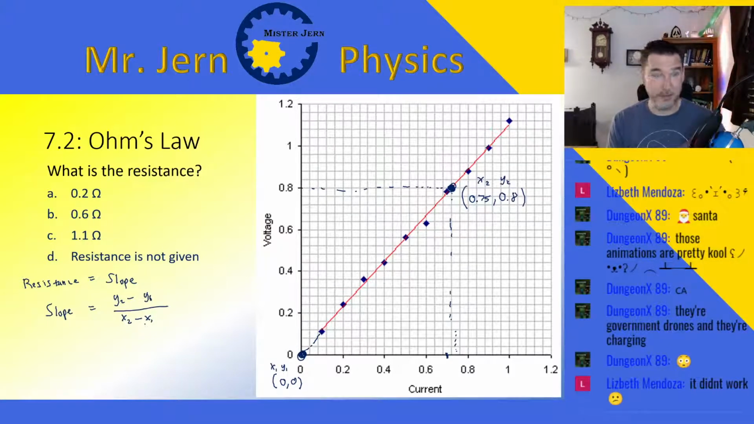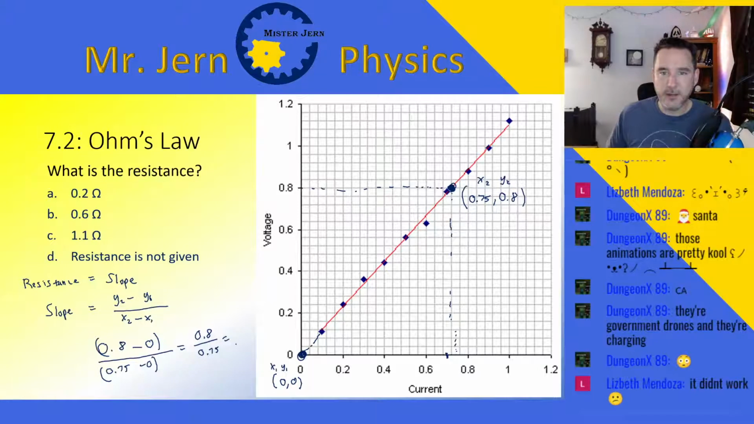Okay, now, do you have to do all this? I think so. If you want to get the question right, you want to make sure you do this right. So 0.8 for my y2 minus y1 is 0, divided by 0.75 minus 0 for my x2 and y2. And so I'm going to get 0.8 divided by 0.75.